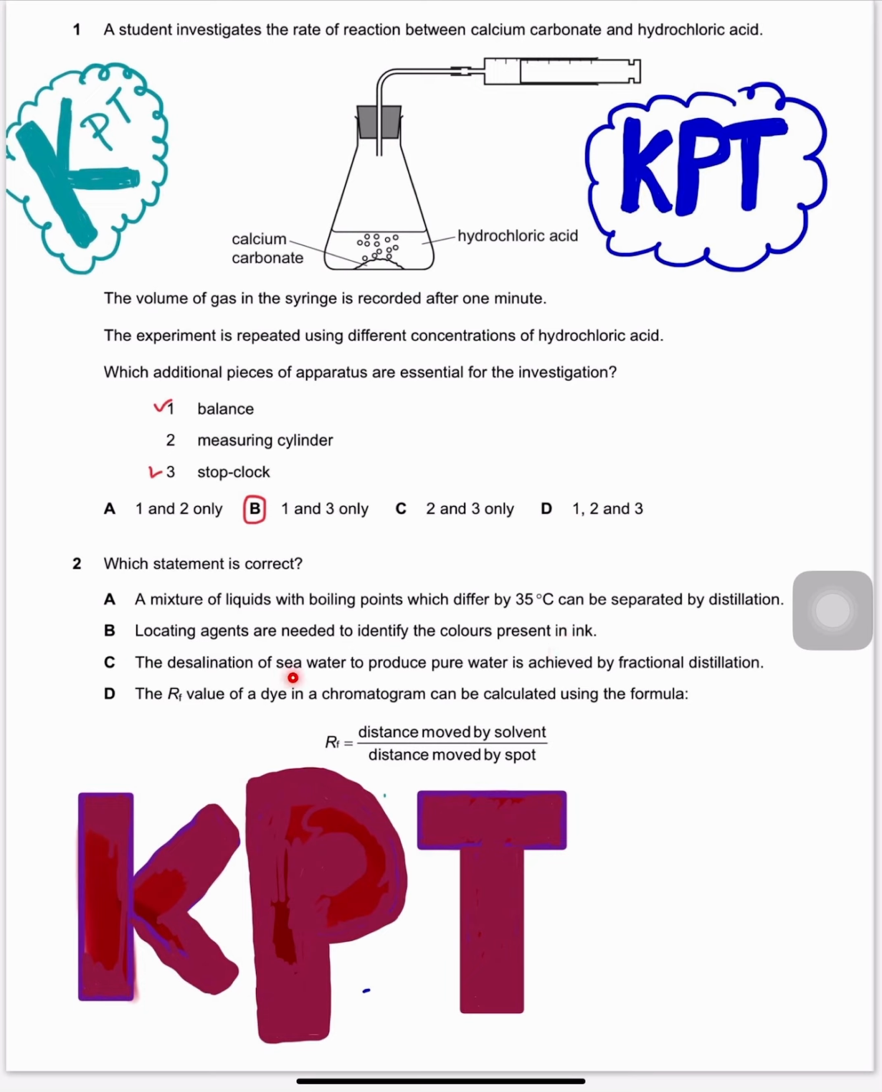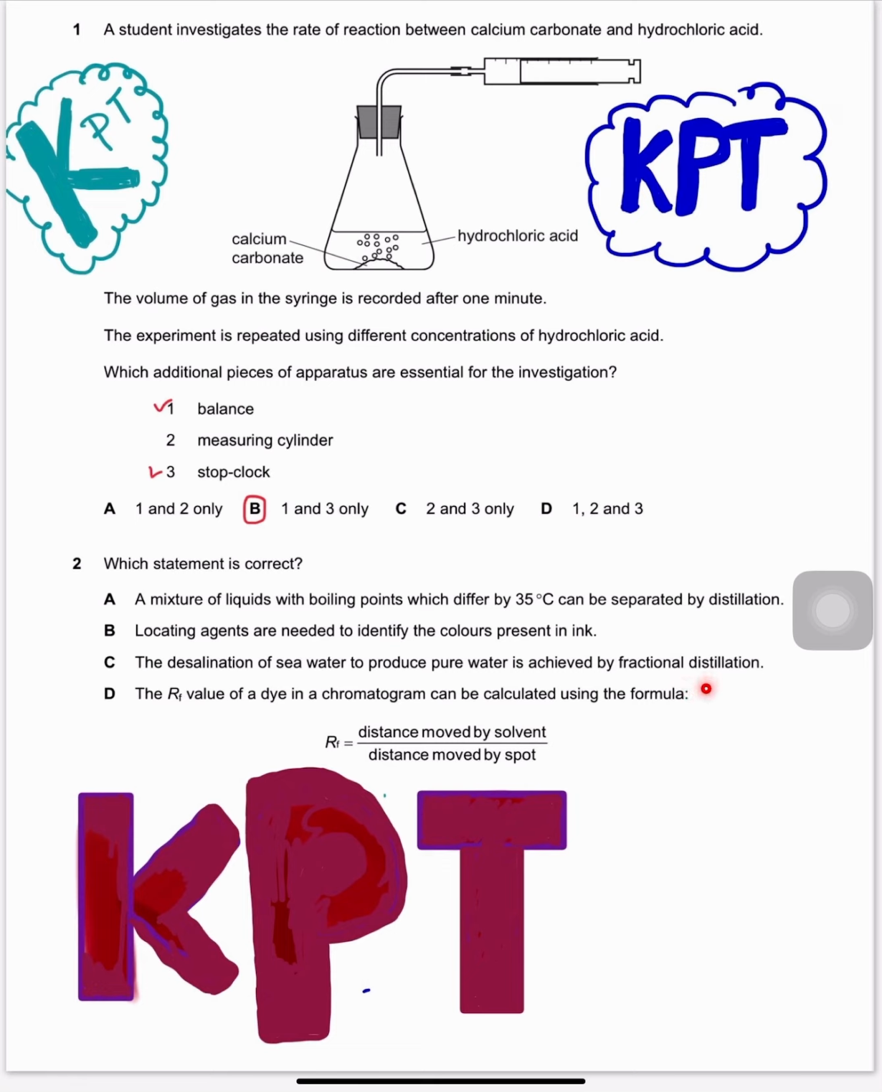The desalination of sea water to produce pure water is achieved by fractional distillation. No, in fractional distillation, basically we are using the liquids which are 100% miscible into each other. They are 100% dissolved into each other, and they have a very low difference of their boiling points. Fractional distillation is basically used for that.